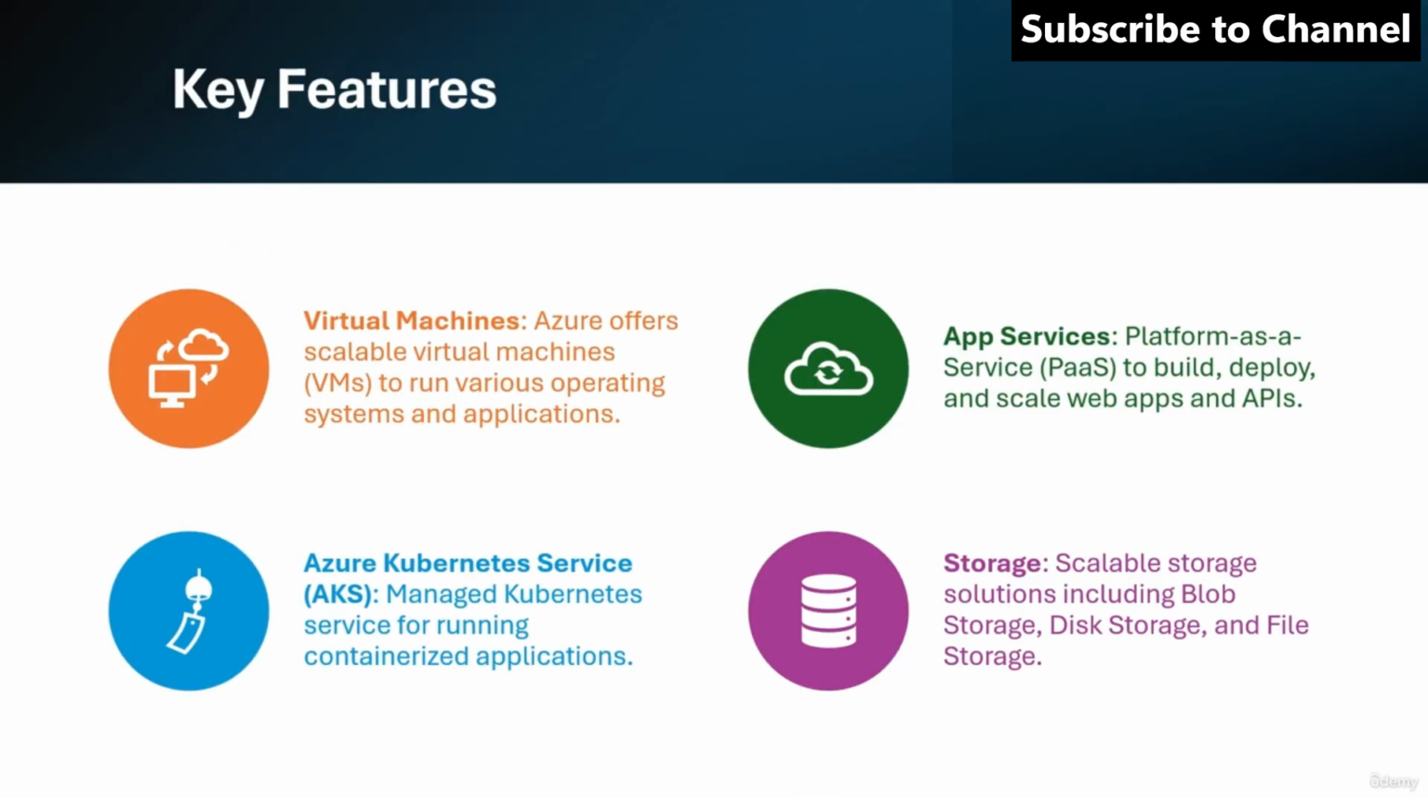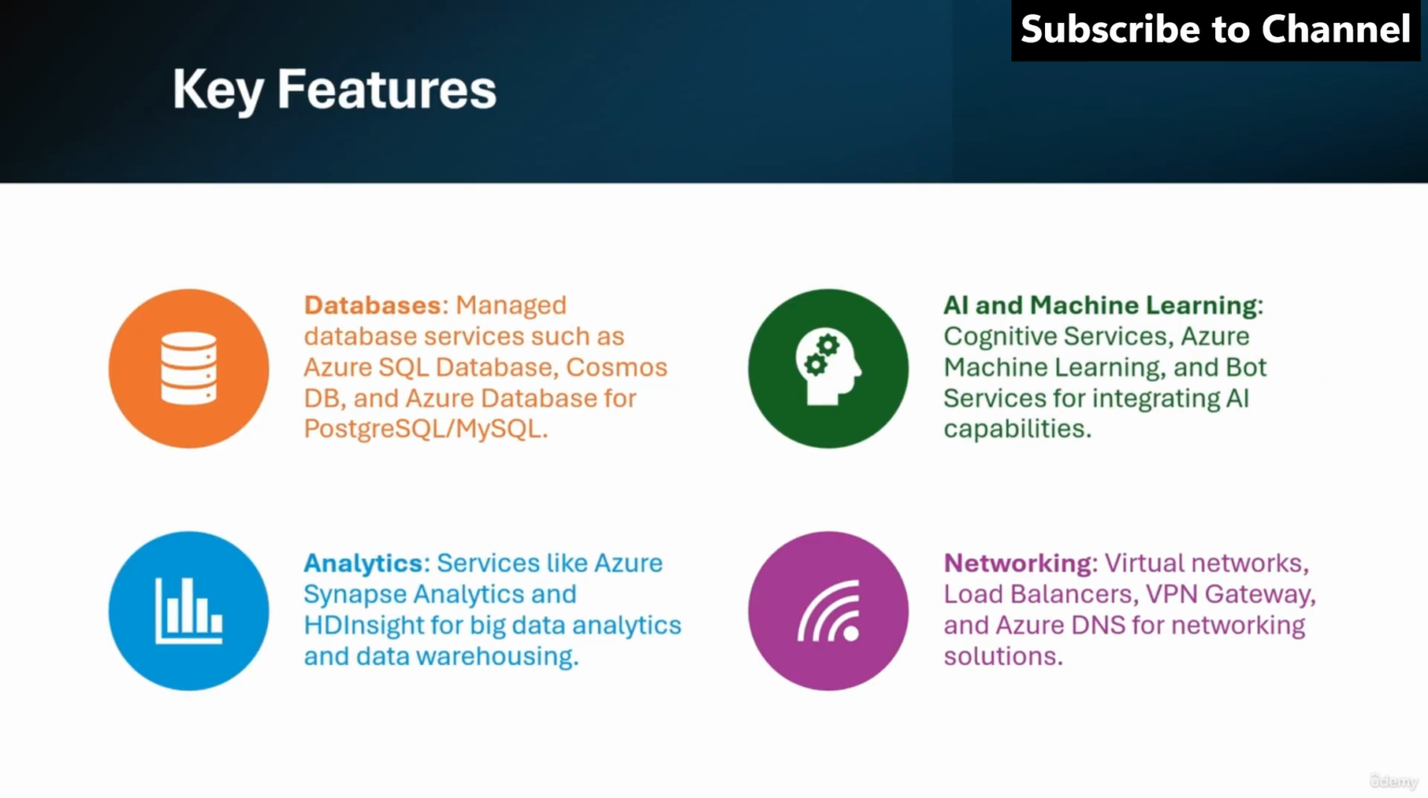So key features of Azure are virtual machines. Azure offers scalable VMs to run various operating systems and applications. So these are basically remote systems. App services, platform as a service to build, deploy, and scale web apps and APIs. Azure Kubernetes Service, AKS, is a managed Kubernetes service for running containerized applications. Storage capabilities, like scalable storage solutions including blob storage, disk storage, and file storage. Databases, managed database services like Azure SQL Database, Cosmos DB, Azure Database for PostgreSQL and MySQL.